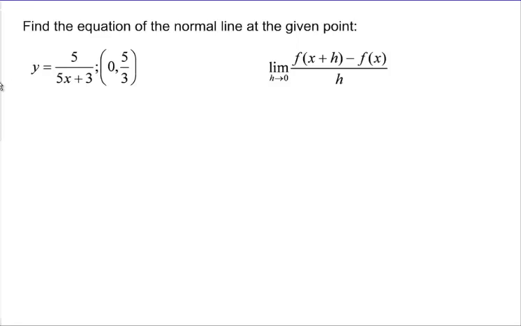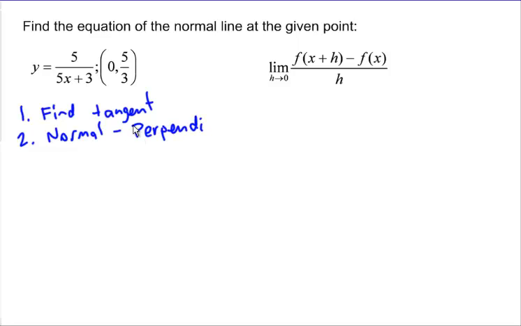And in order to find the normal line, the first thing we're going to need to do is find the tangent. And if we can find the tangent, then we can find the normal. And the normal is perpendicular to tangent. And if something is perpendicular to something else, it's the opposite reciprocal.